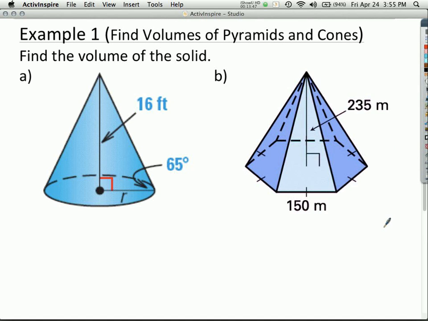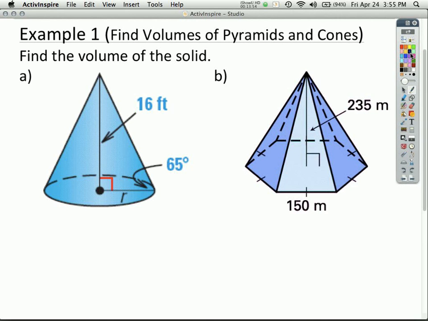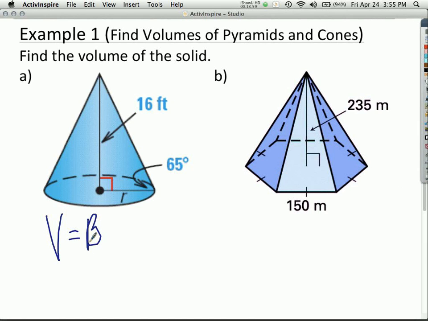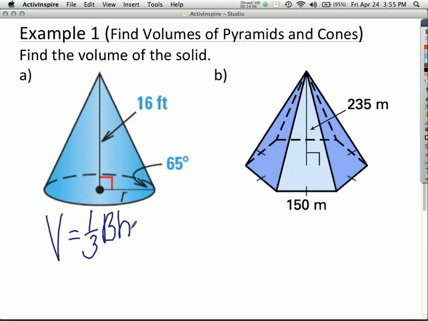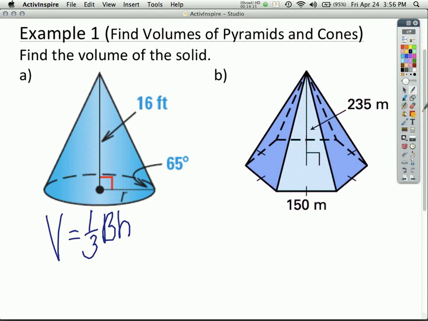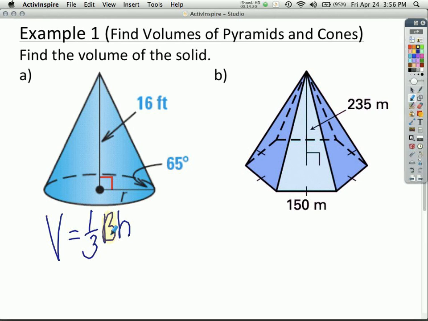So, we need to find the volume of this solid. This is a cone. So, the formula is 1/3 big B times the height. You could also write big B times the height divided by 3. It's the same thing. So we have the height right here is 16, so we're missing big B. So we have to work on that.